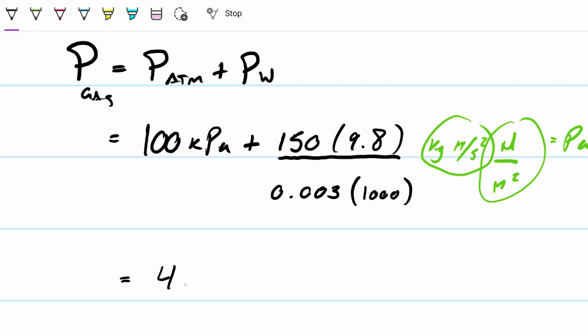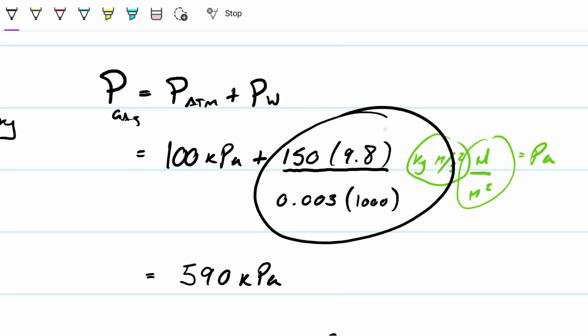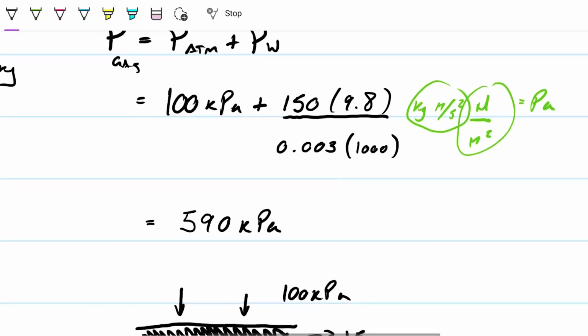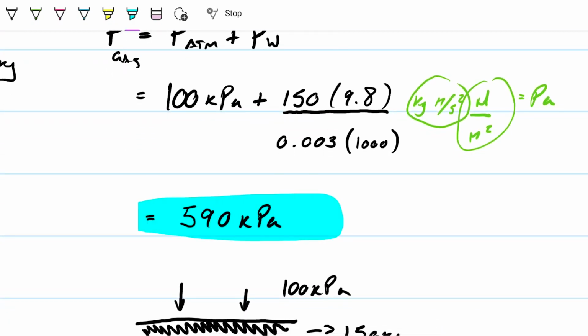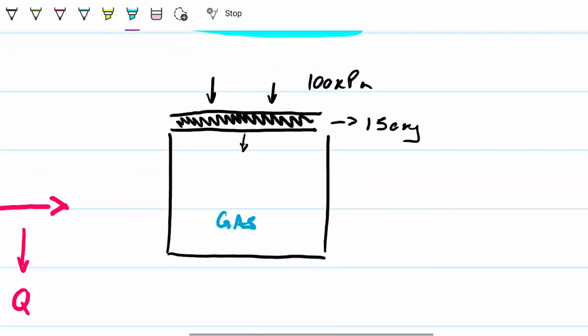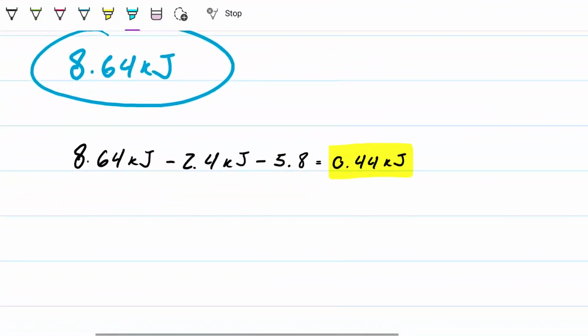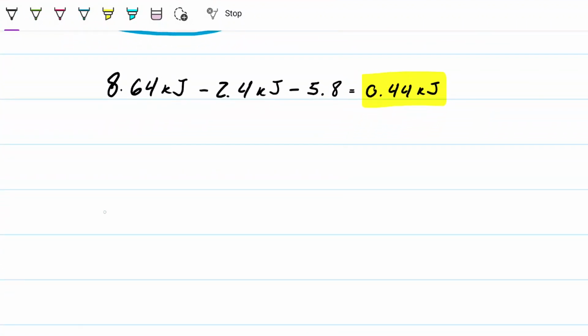Okay, so dividing by 1,000, this gives me a grand total pressure equal to 590 kilopascals. Note that most of the pressure is actually due to the weight of the piston, not due to the atmosphere. All right, so we have 590 kilopascals pushing down on the gas, and the gas pushing back against all these forces being applied to it, and it needs to do some work. We know that work is the integral of PdV, and we know that this is a quasi-equilibrium system or situation, and therefore this pressure is pretty much constant, right?